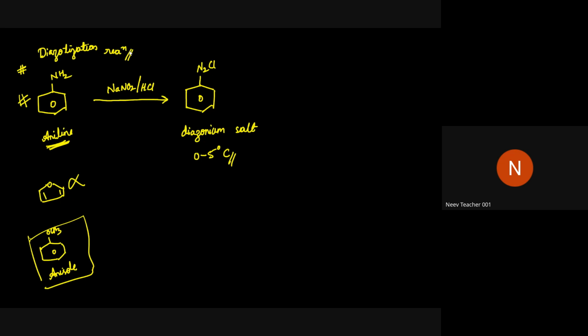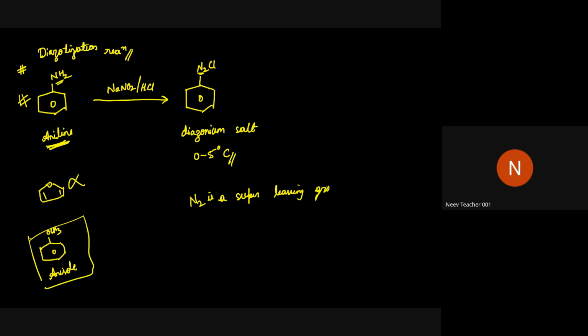Replacing any leaving group on benzene is very difficult, unless it's a very good leaving group. Is NH2 a good leaving group? No, it's a very poor leaving group. But nitrogen is a very good leaving group because it releases a very stable gaseous molecule, N2, which increases the entropy of the system. So N2 is also known as a super leaving group.